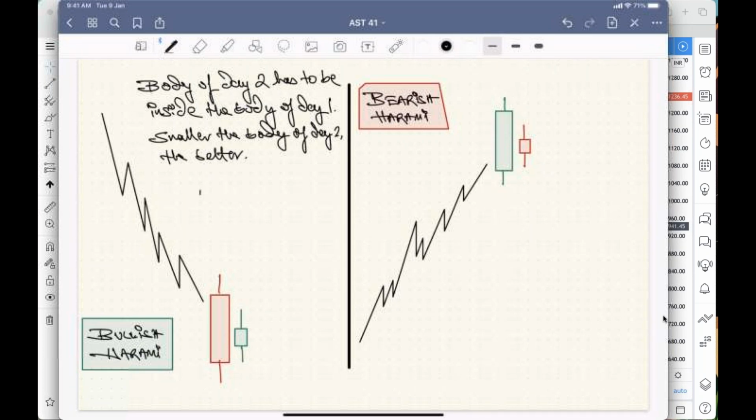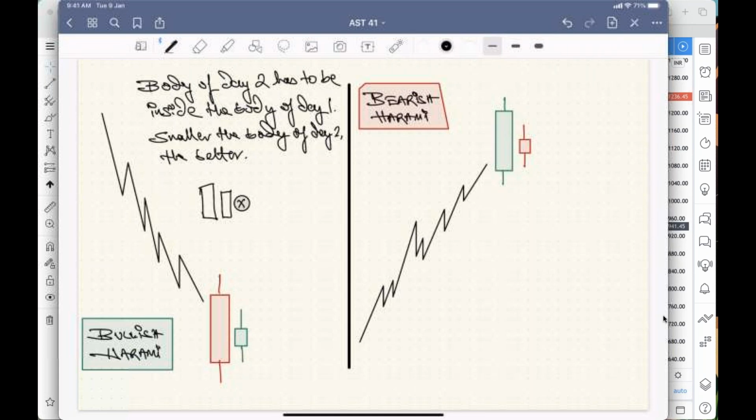So if this is day 1, day 2 should be a small body towards the lower half. It can be in the middle half, it can be at the top half also, but it should be a small body. It should not be a large body like this. Smaller the better.